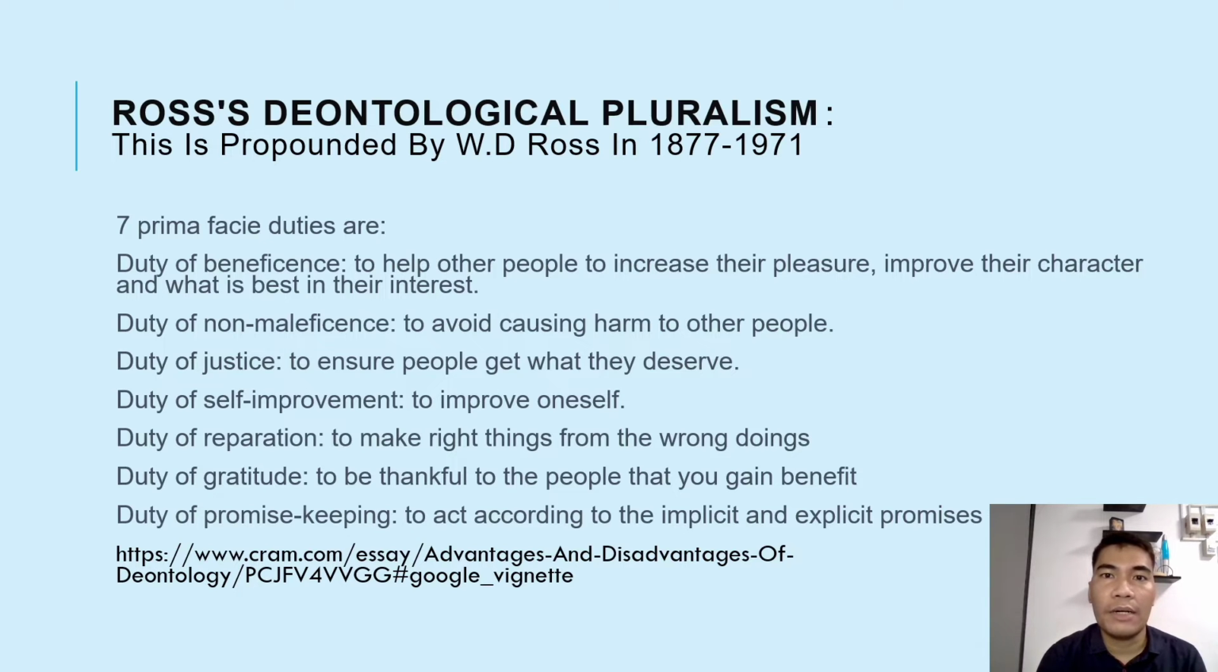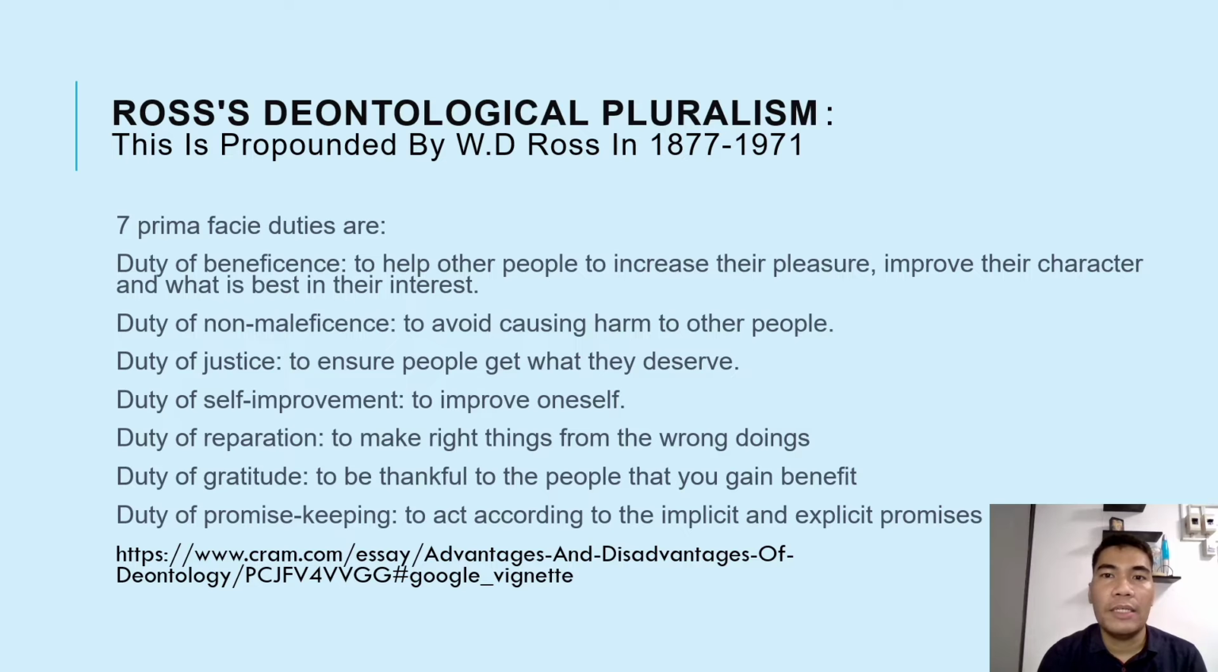He states that there are 7 prima facie duties that need to be taken into consideration when deciding which duty should be acted upon. A prima facie right is the right an individual has in any situation that is different from an absolute right, which is universal, inherent, and cannot be overridden in any circumstances. But a prima facie right can become an absolute right if there is no conflicting right. So here are the 7 examples: beneficence, non-maleficence, justice, self-improvement, reparation, gratitude, promise-keeping.